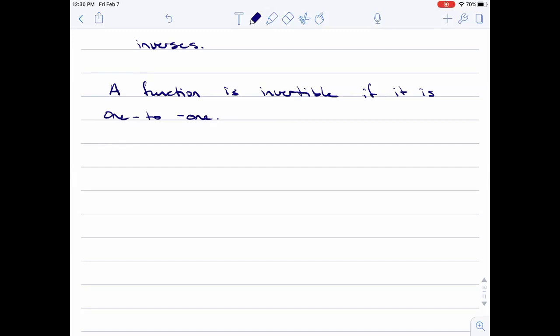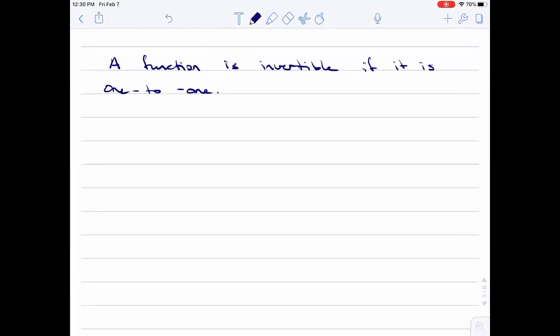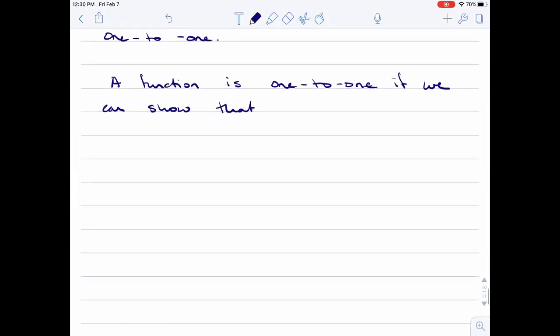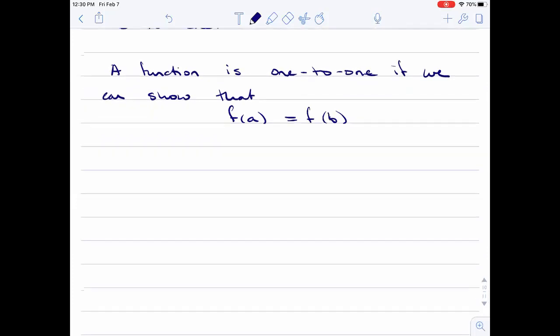And so the root of x plus 3 would be the inverse. But we'll get there. The notes use f of x1 cannot be equal to f of x2. I'm going to replace those with a and b. And so what I'm going to say is that a function is one-to-one if we can show that f of a equal to f of b means that a equals b.